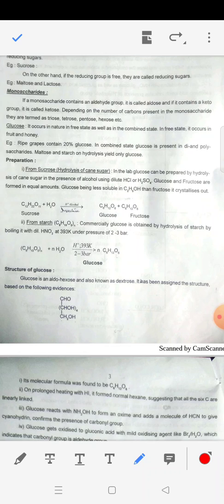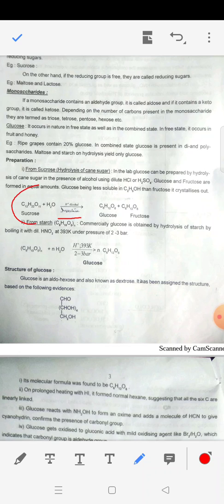Now, what is the purpose of using alcohol here? Because out of glucose and fructose, fructose is more soluble in alcohol and glucose is less soluble. Since glucose is less soluble, it will separate out and it will be easy for us to separate the mixture. In most cases, an enzyme called invertase is used here. Now, why is the name of this enzyme invertase?